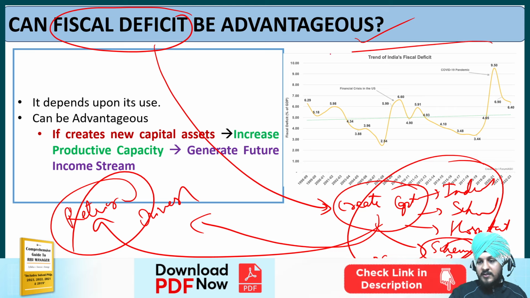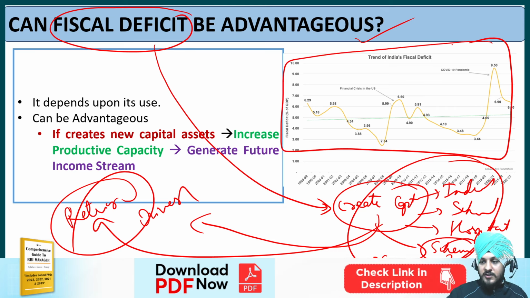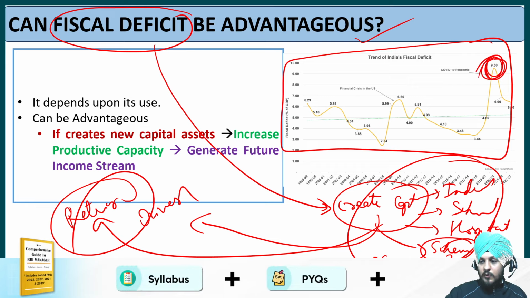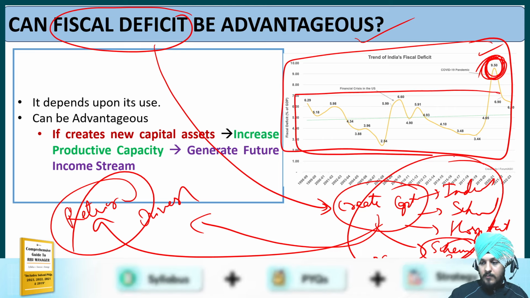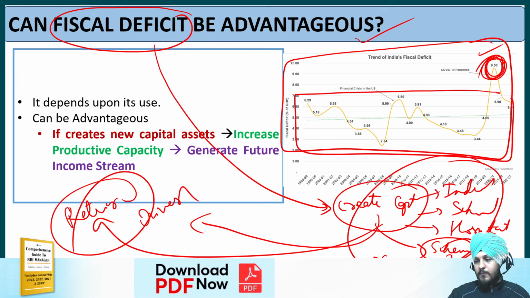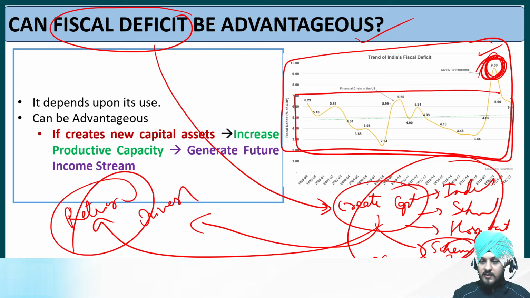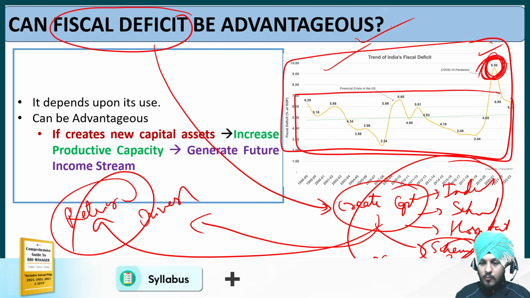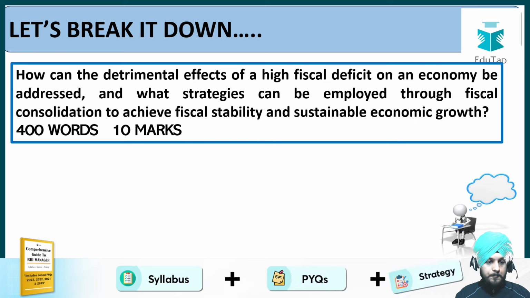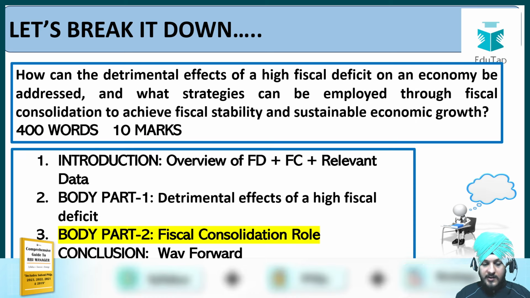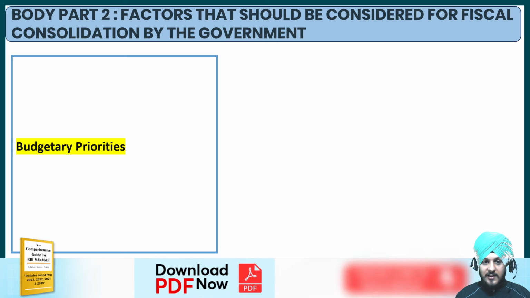Here I have mentioned the trends of India's fiscal deficit. You can see that during the COVID times, the fiscal deficit was 9.5, which is very high as compared to the previous fiscal deficit targets. Now let's move on to body part 2, which is the role of fiscal consolidation in order to tackle the challenges.